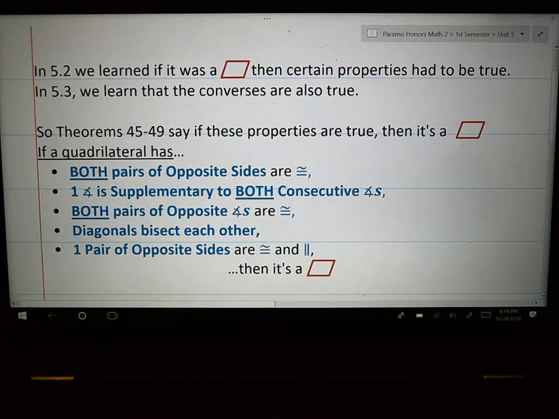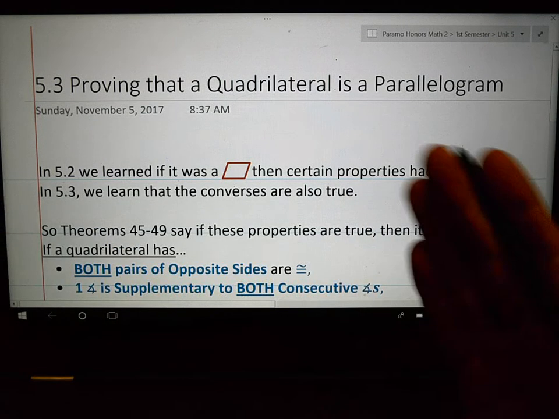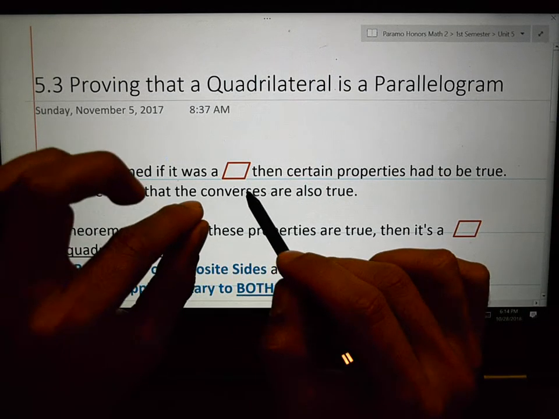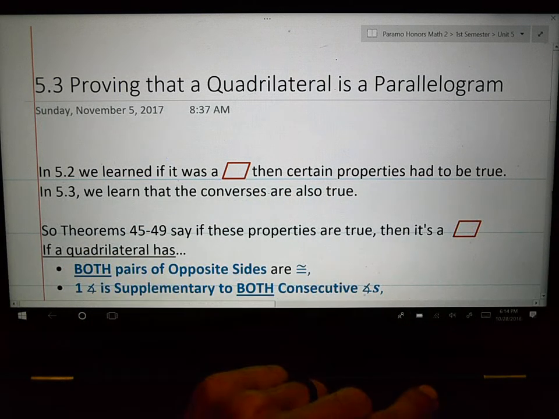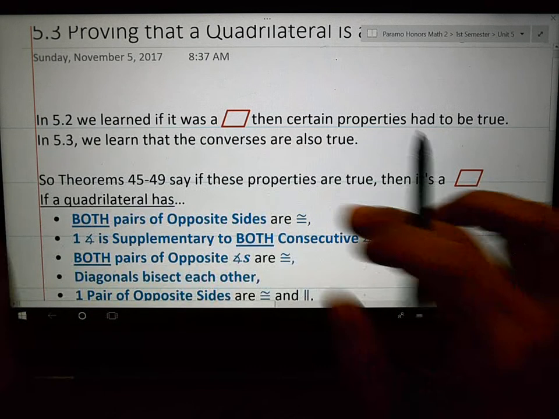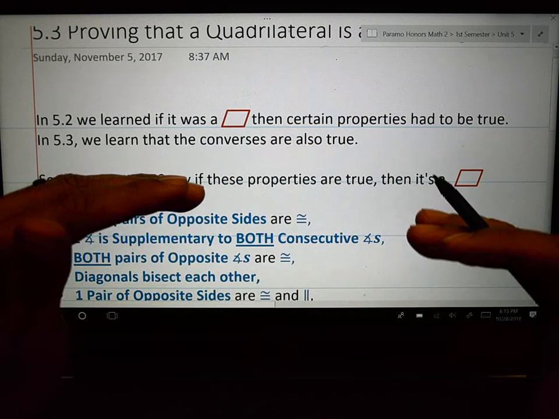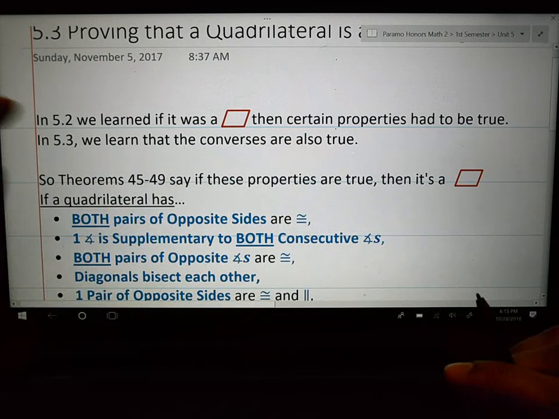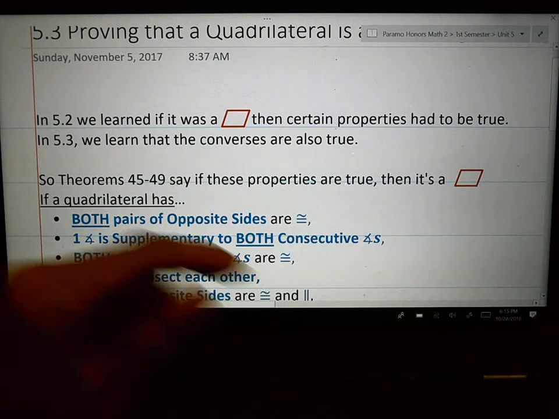I'm going to read it to you, and what I like about 5.3 is that it's just the converse of what we learned in 5.2. In 5.2, we learned that if a 4-sided shape was a parallelogram, then certain properties had to be true. But in 5.3, we're going to learn that the converse of that is true. The converse is where you switch the hypothesis and the conclusion. In 5.2, we said if it was a parallelogram, then this property was true. We're going to do the opposite.